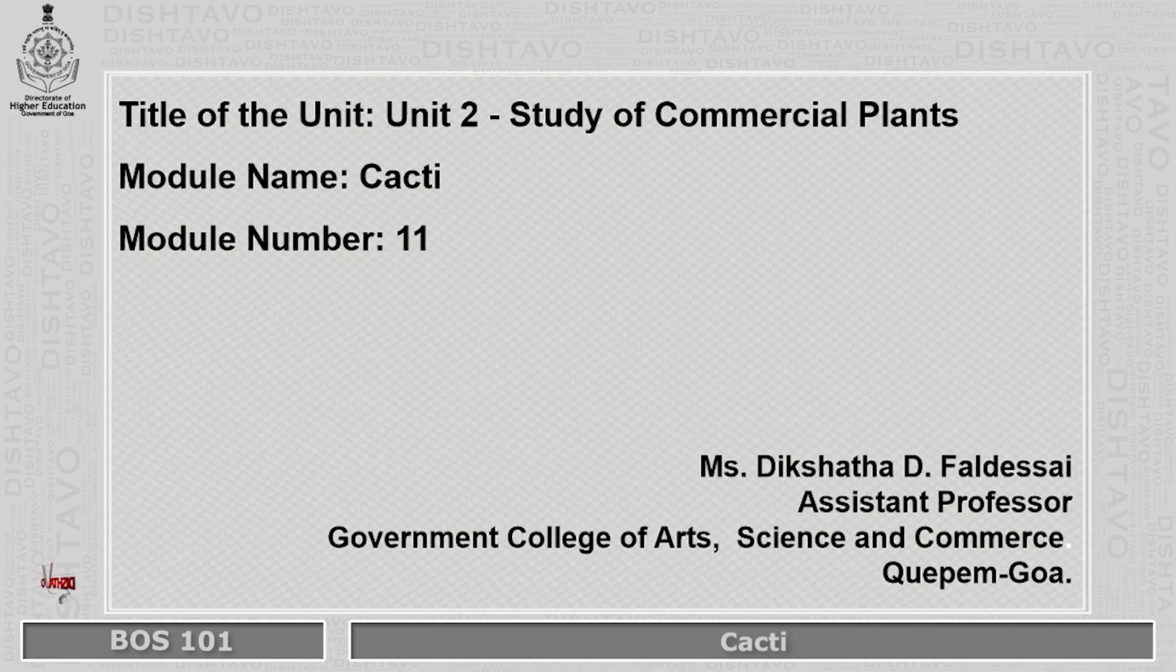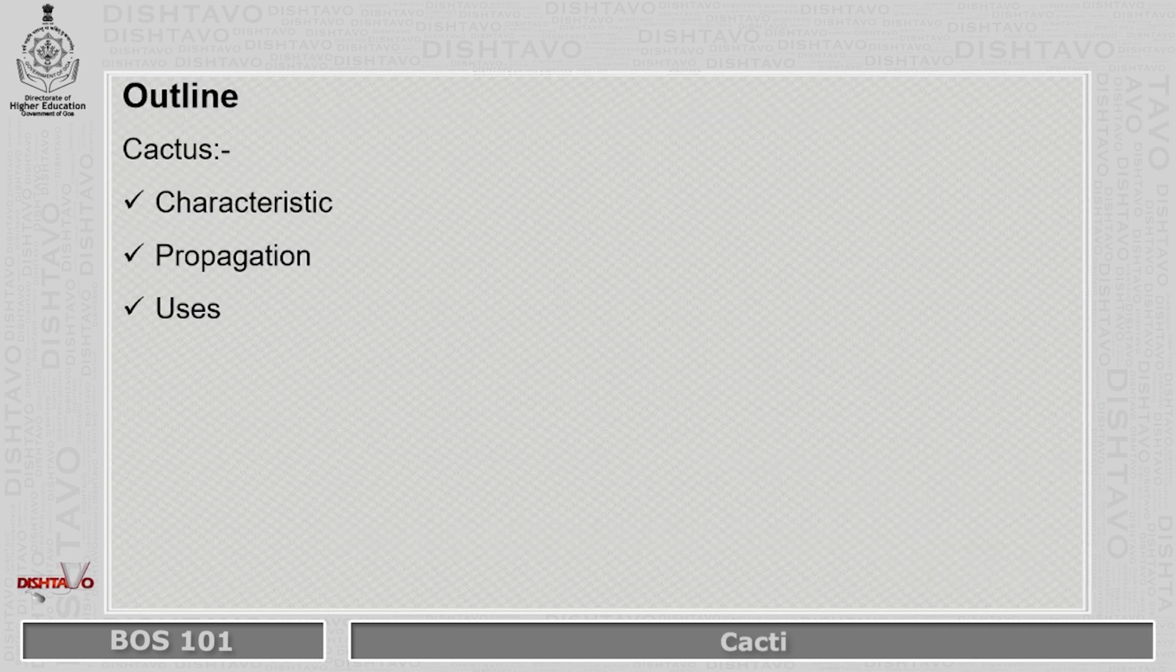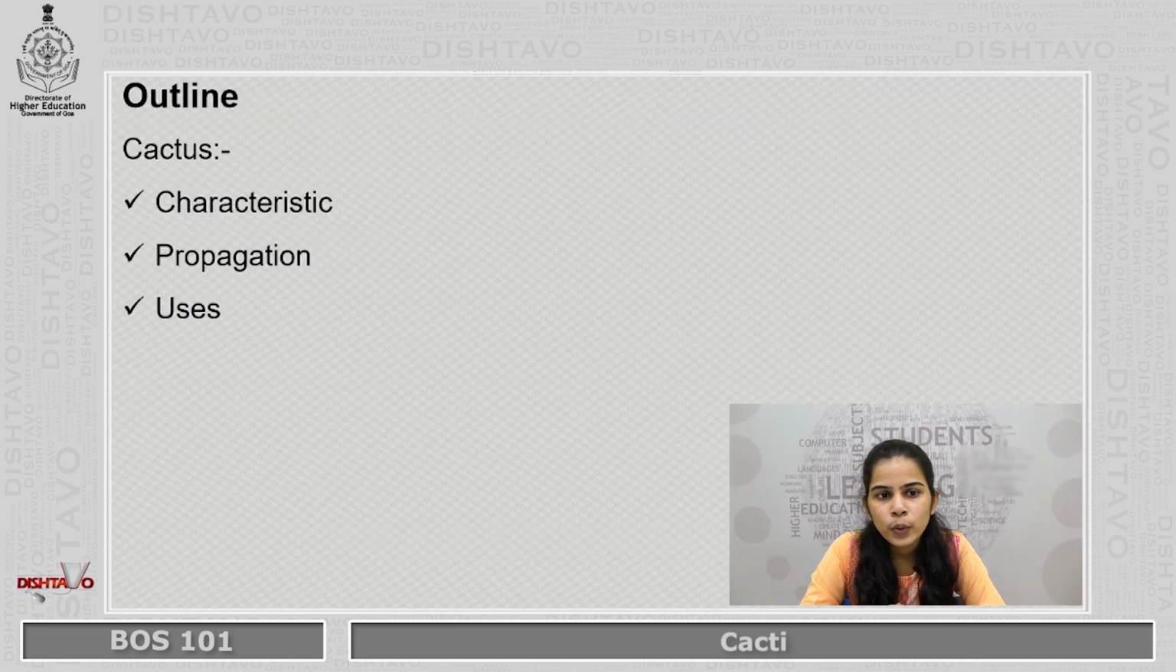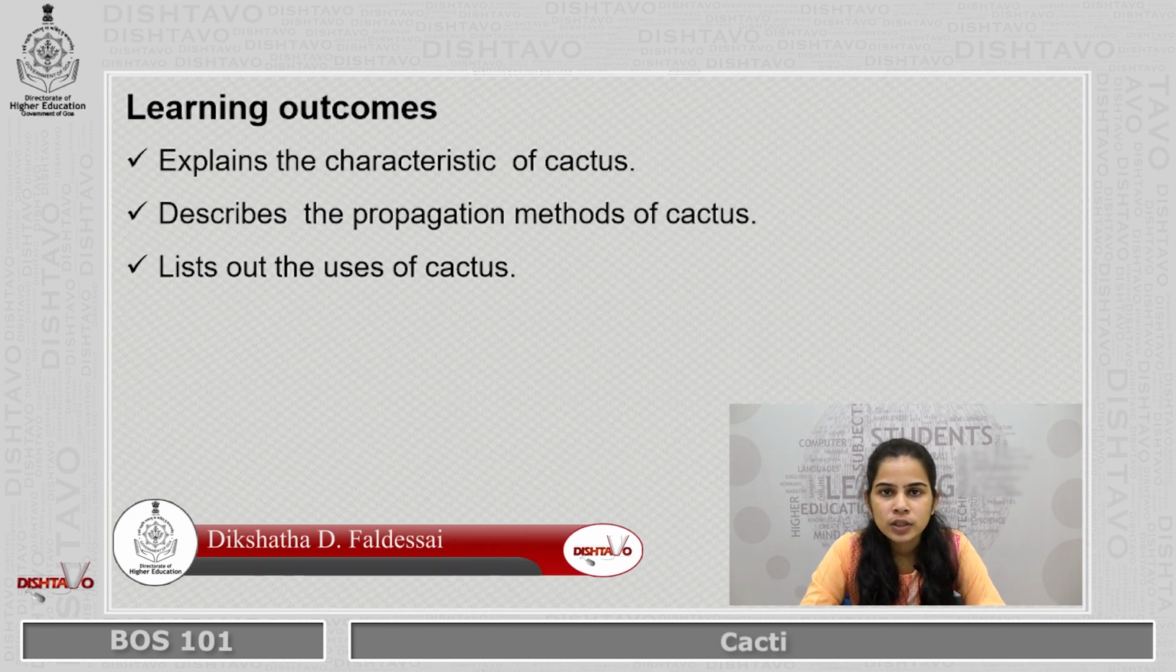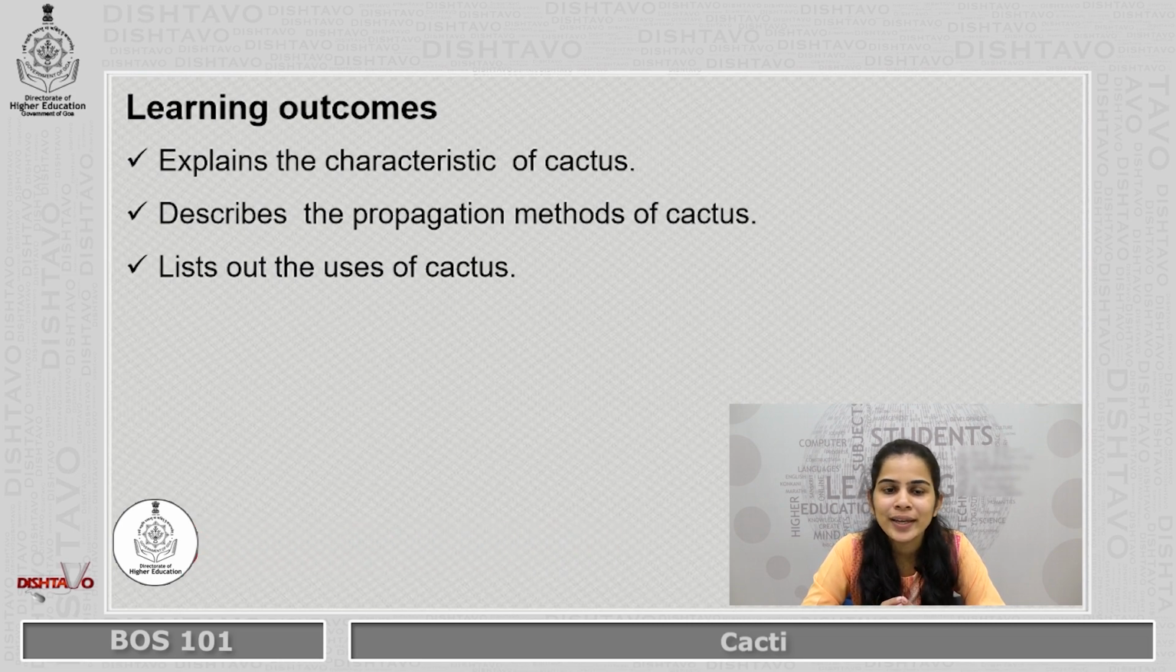So the title of the unit is Unit 2, Study of Commercial Plants. Under this we are going to study about cacti. In this module we are going to learn about the characteristics of cacti, propagation of cacti as well as the uses of cacti. Learning outcomes. At the end of this module, the learner will be in a position to explain the characteristics of cactus, describe the propagation methods of cactus, and also list out the uses of cactus.